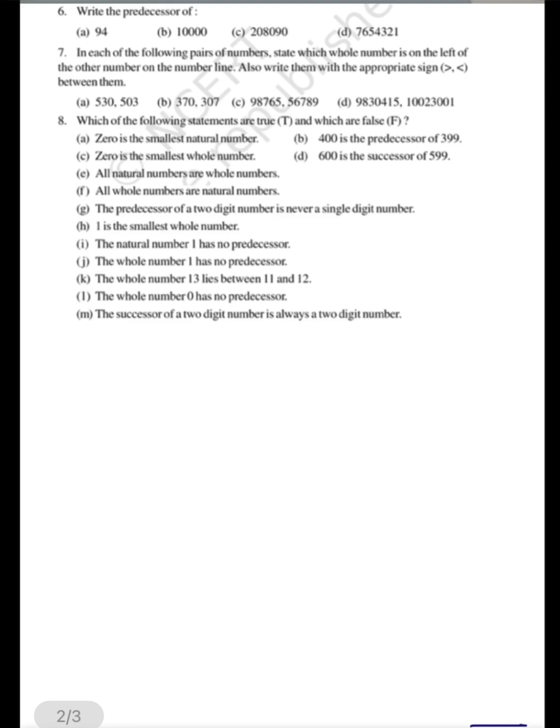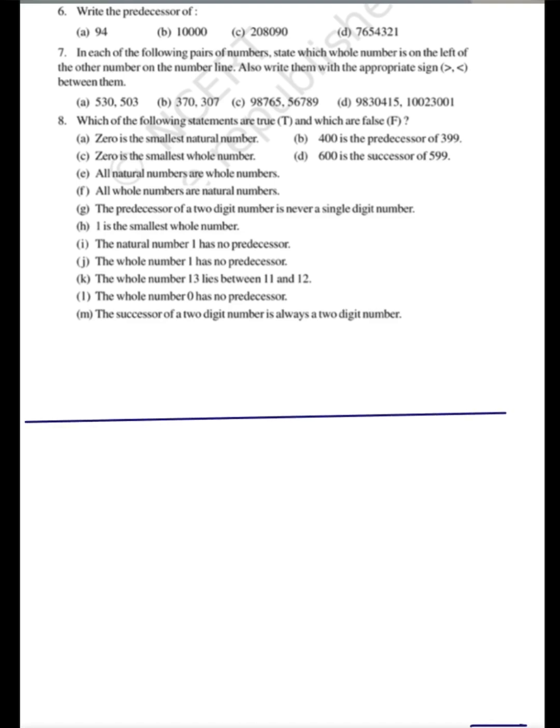In each of the following pairs of numbers, state which whole number is on the left of the other number on the number line. Also write them with the appropriate sign greater than or less than between them. Okay, so you have to tell which number is on the left of the other number on the number line.